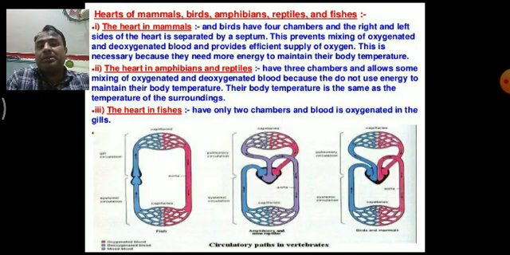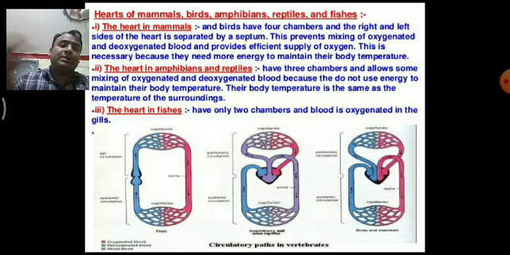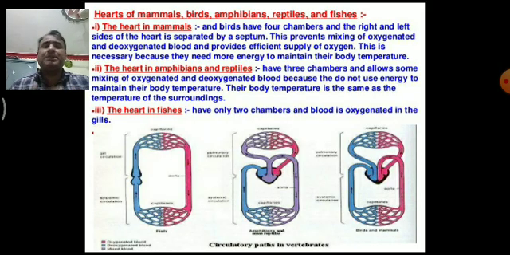One more thing, mammals are able to maintain their body temperature, but others, like amphibians and reptiles, are not able to maintain their body temperature. Then the second is the heart in amphibians and reptiles. They have a three chambered heart and allow some mixing of oxygenated and deoxygenated blood, because they do not use energy to maintain their body temperature, or their energy requirements are not so great that they require more energy for their metabolic activities. Their metabolic activities are slow as compared to mammals. So there is a mixing of blood, and this is all about evolution and adaptation.